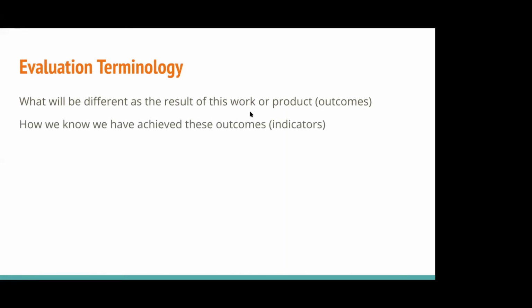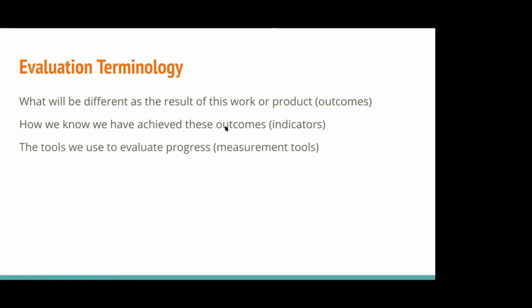If you hear this word indicators, indicators speaks to indication. How do we know that we have achieved these results or these outcomes? These would be our indicators. This is information, or this is data that can demonstrate that you have achieved your result. And that's called an indicator.